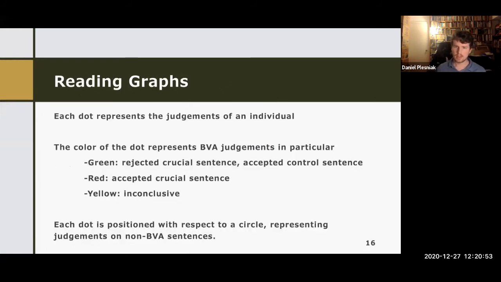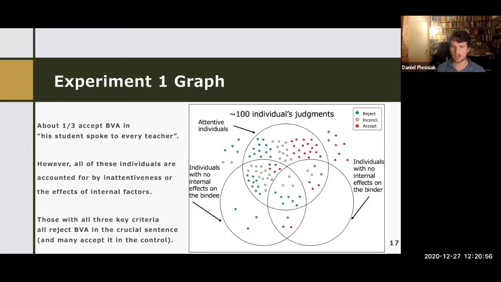So there are different colored dots and different circles. Again, the colors of the dots are the individual's BVA judgments, and the circles are the various criteria that might make them accept BVA when there isn't structural licensing of BVA. And crucially, in the center of the three circles, in the intersection, people who passed all of our little tests are never red. They never accept his student spoke to every teacher with a BVA reading.